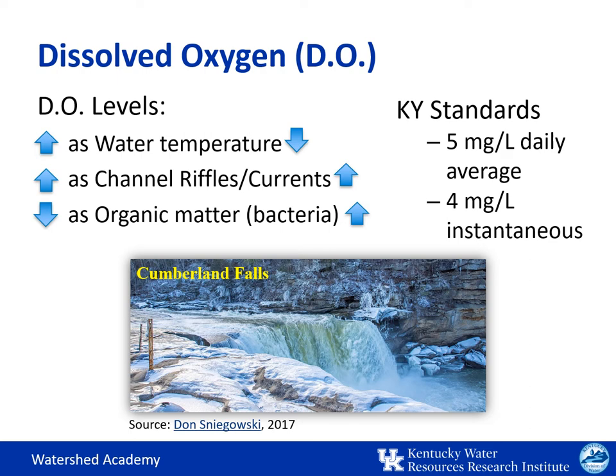The Kentucky surface water standard for dissolved oxygen is 4 milligrams per liter, which is the acute level, and 5 milligrams per liter, which is the chronic level. That is, the daily average for a 24-hour period should be at a minimum 5, and the minimum for an instantaneous measurement should be 4 milligrams.